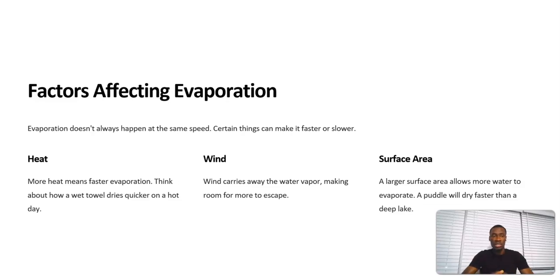The second factor that affects evaporation is wind. Wind carries away the water vapor, making room for more to escape. The next is a large surface area, which allows more water to evaporate. So a puddle will dry faster than a deep lake.